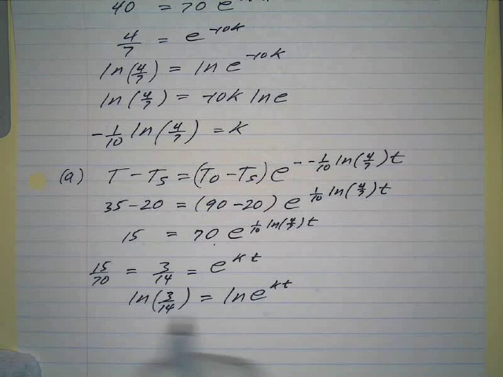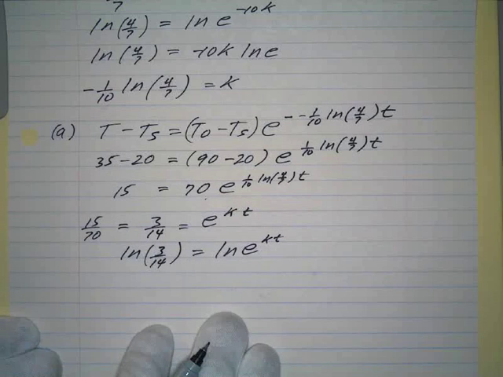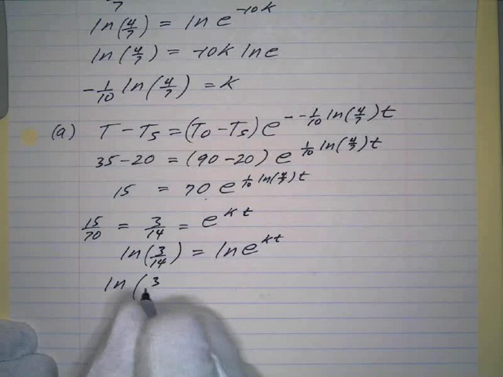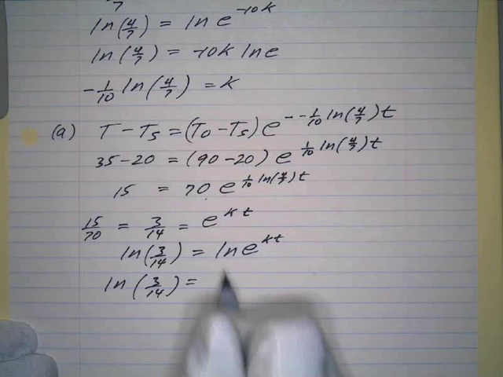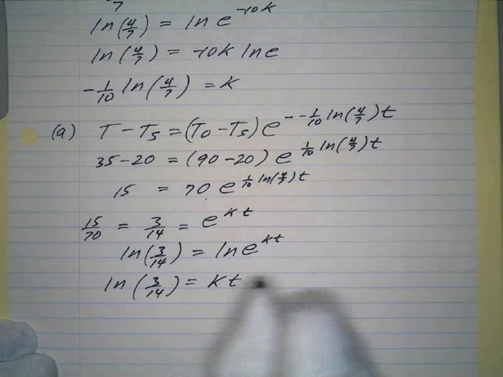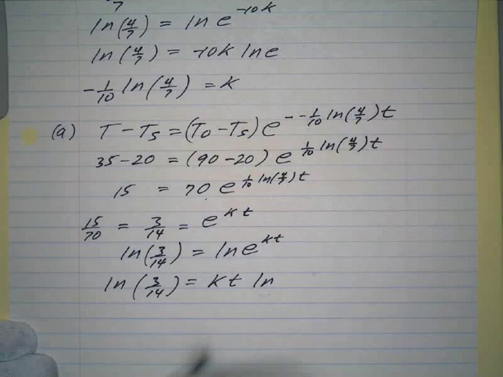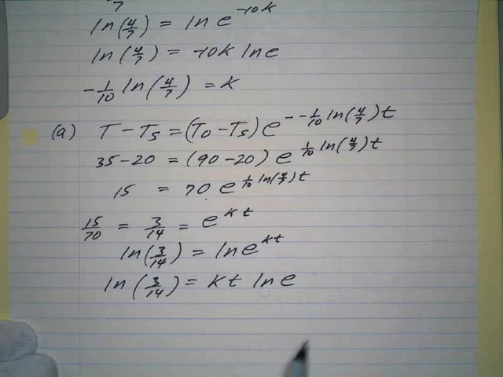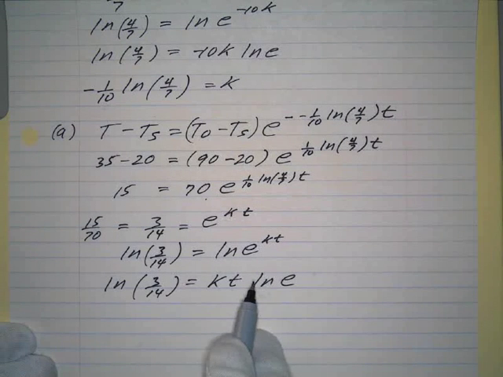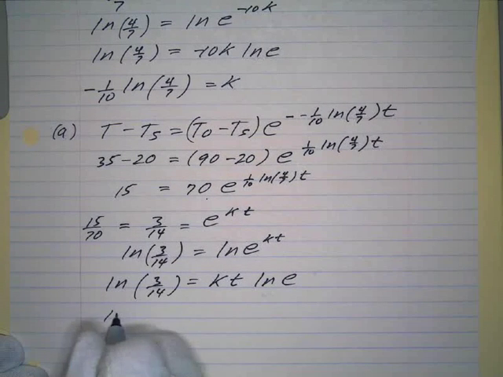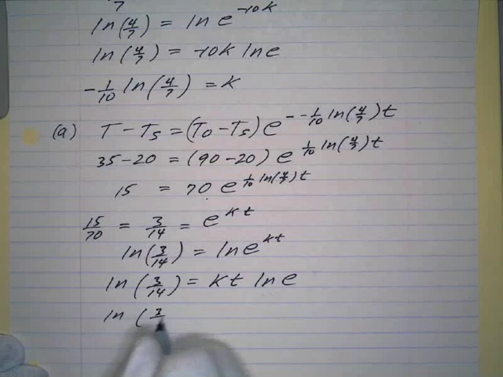Then I'll bring that in front so I get the natural log of 3 over 14 equals KT times the natural log of e, and that's just going to be 1. Okay? So I could rewrite this as the natural log of 3 over 14.